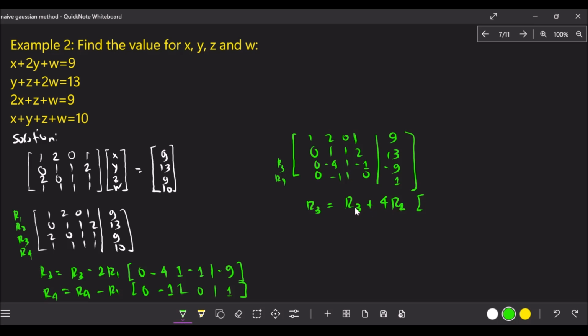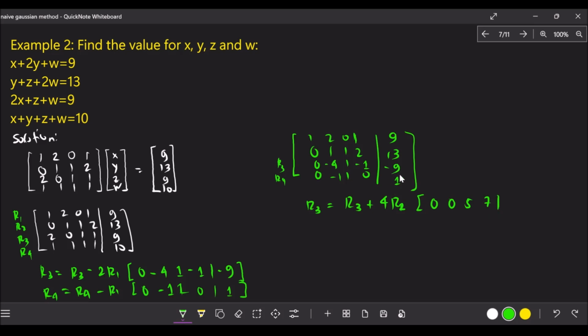So for the first element, we have 0 plus 0, so that will just be equal to 0. Then negative 4 plus 4 times 1, so that will be 0. Then we have 1 plus 4 times 1, which is equal to 5. Then negative 1 plus 4 times 2, so that is 8, so negative 1 plus 8 will be equal to 7.